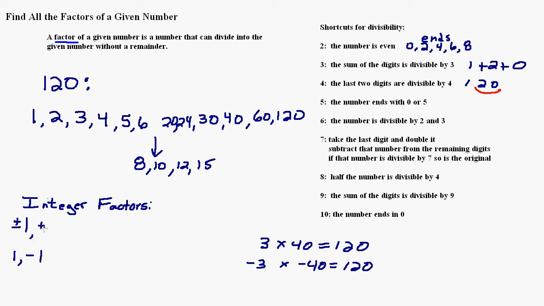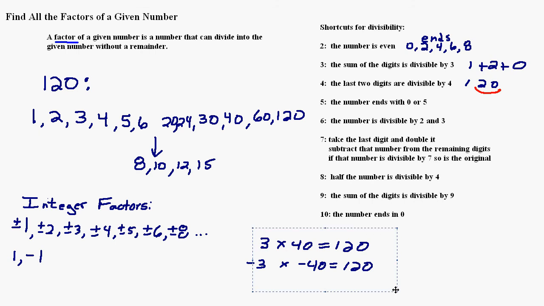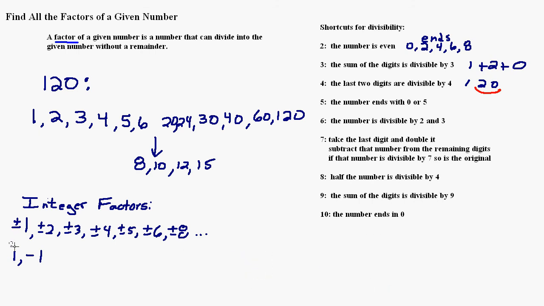So you'd write plus or minus 1, plus or minus 2, 3, and this is how you see the answer written out. And of course we have tons of these factors, dot, dot, dot, all the way to the end of all the factors. I don't want to take the time to write all those out, but you know what I mean. You just keep writing all these out till you get to 120 if you want the integer factors.